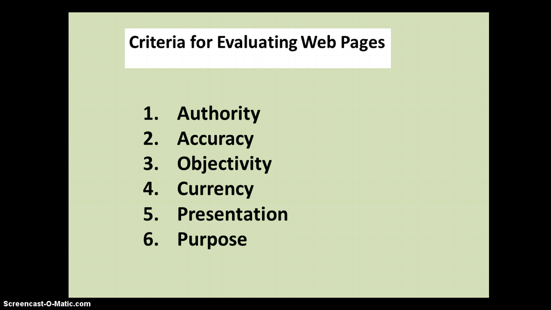So let's talk about criteria to use to evaluate whether or not you're getting good information. There are 6 things to look for: authority, accuracy, objectivity, currency, presentation, and purpose.